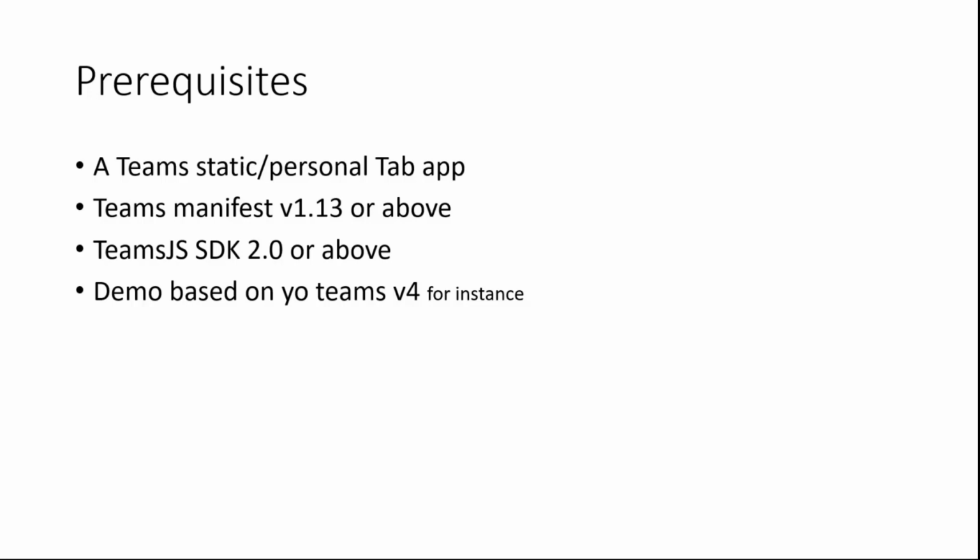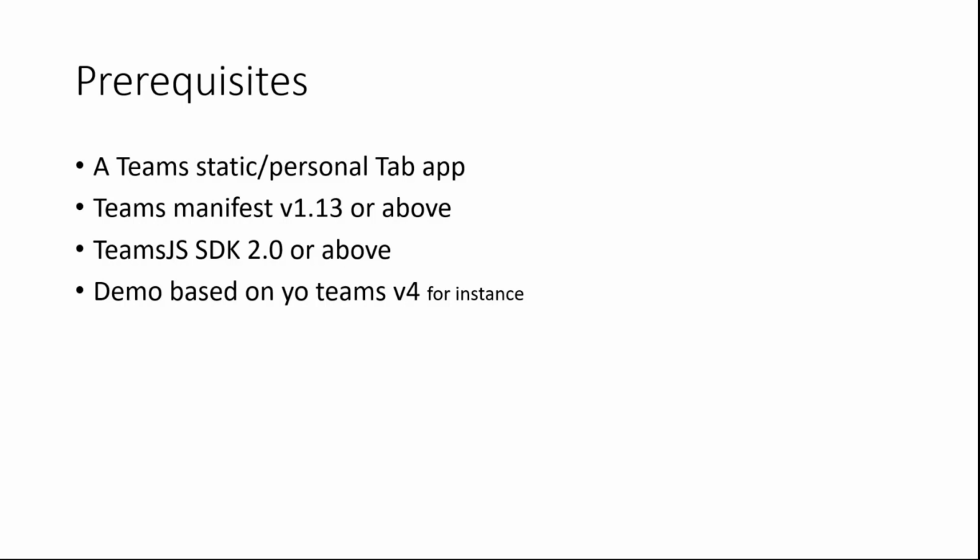For instance, we can also use it to detect where we are. But we'll see this in a couple of minutes. And to have that all up and running, for instance, when I'm working with the Yeoman generator for Teams, you need version 4 at least, because this supports all the things above. So the manifest 1.13, I think, was even a version earlier, but the Teams JS SDK 2.0 is only available since version 4.